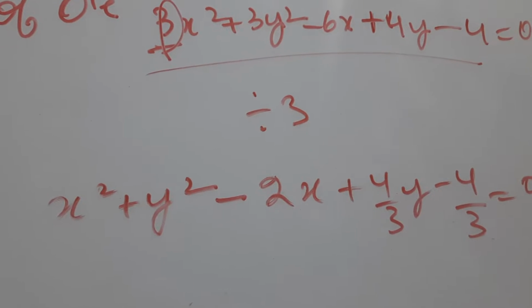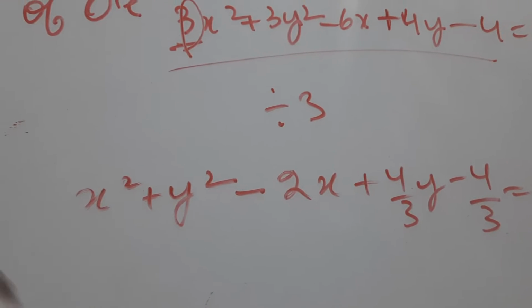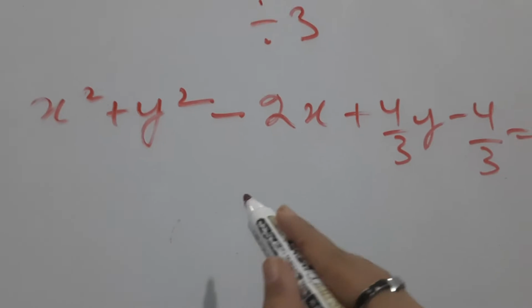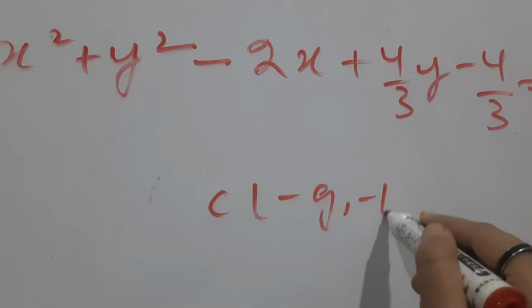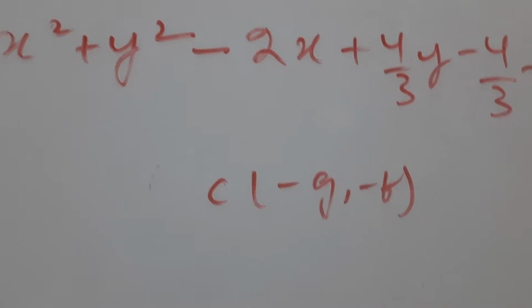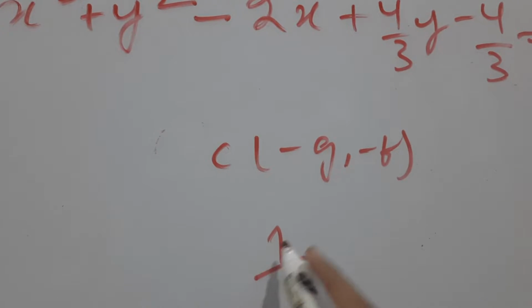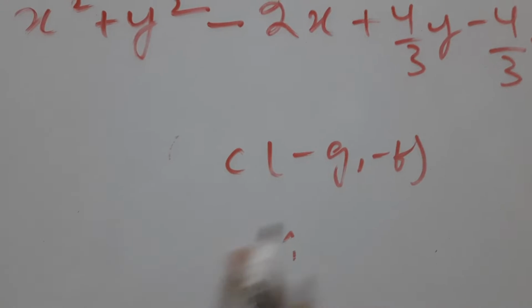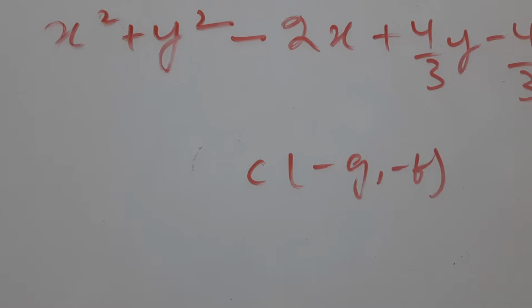Now since the x square coefficient is 1, the center is nothing but minus g comma minus f. Since we are doing this for objective, where we get only 1 minute to solve, and this is so simple, this question won't come. You'll get a mixing of topics.